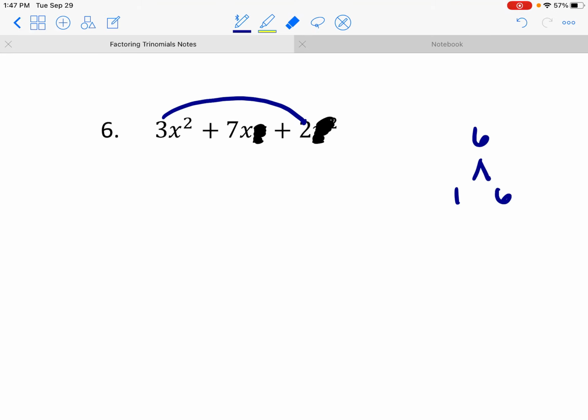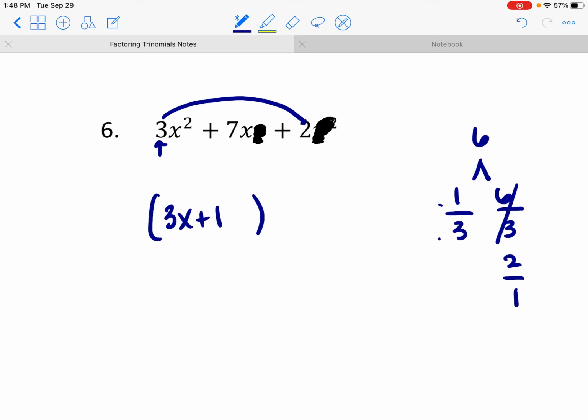Well, it's got to be the 1 and the 6. Now both of those are going to be divided by 3. So divide by 3 and divide by 3, and this reduces to 2 over 1. So if those y's weren't there, we would be done, right? We'd say 3x plus 1 is a factor. And I'm purposely going to leave a space there. And then we would say 1x plus 2 is a factor.